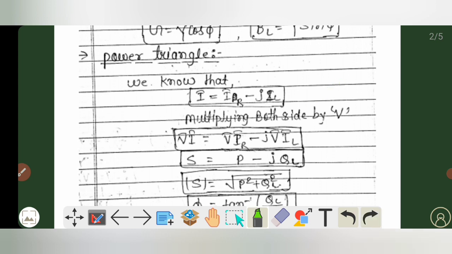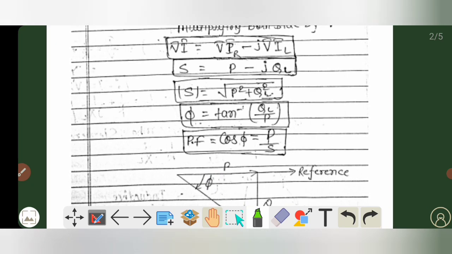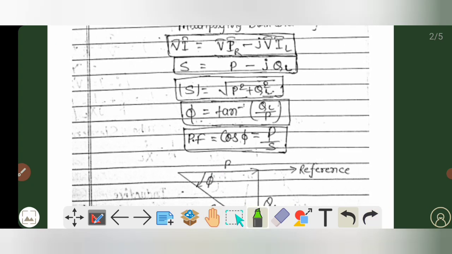Now as we know, power is equal to V into I, voltage into current. So if we multiply this I by V, then our equation will come out to be something like this. As you can see here, V into I is equal to V into IR minus jV into IL. Now V into I is equal to S, and V into IR is equal to P. And V into IL is equal to QL here. Now if you want to calculate the magnitude of S, then that will be root of P square plus QL square.